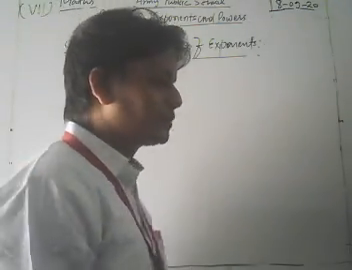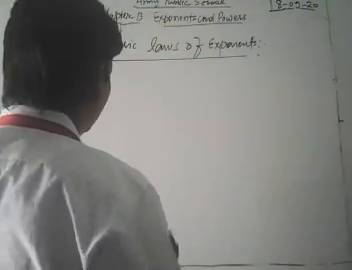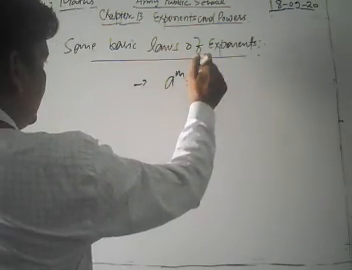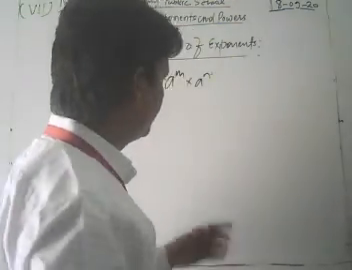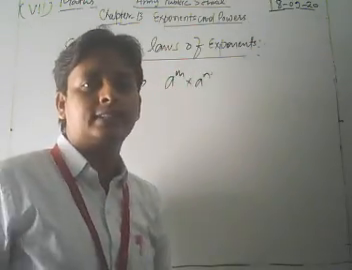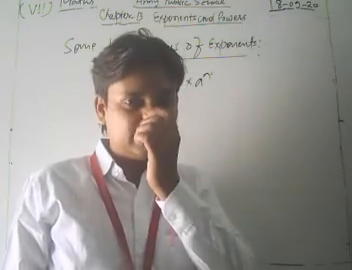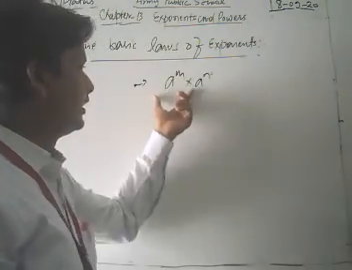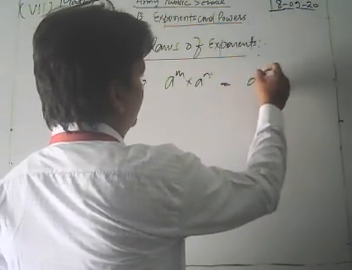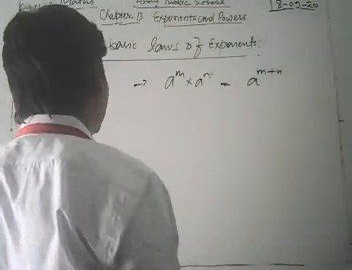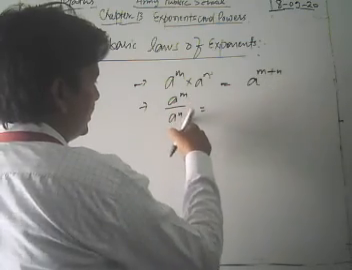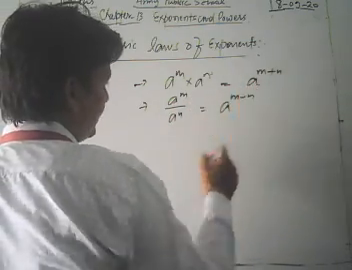Let's see the first law. If we write a to the power m into a to the power n, here this is called the base and this is called the power, and a to the power m is known as the exponent form. In this result, if the base is equal, then the powers are added, so we can write a to the power m plus n. Similarly, if we have a to the power m upon a to the power n, then we write a to the power m minus n.